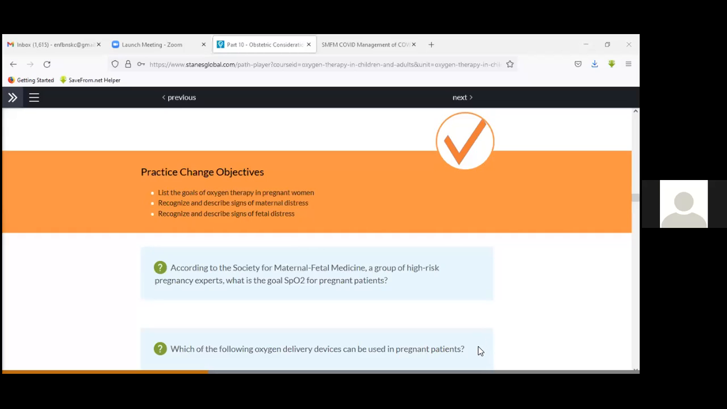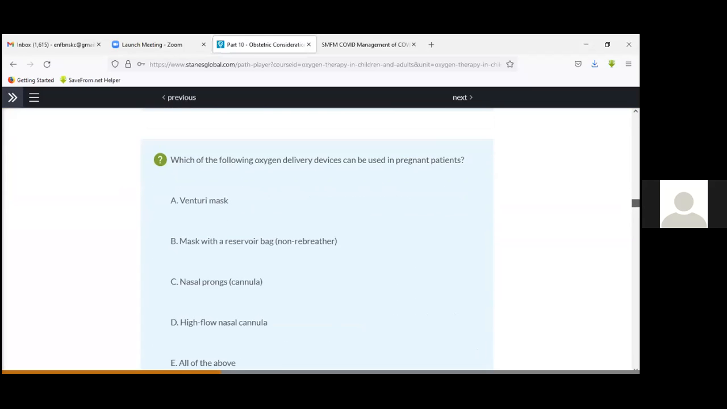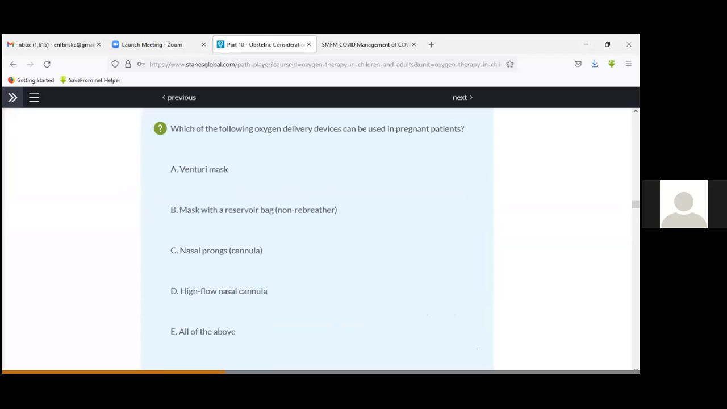So oxygen, like any other drug, there has to be an indication for it. Now we have identified the indication for oxygen, but then we have to prescribe it in terms of the dose, which is the flow rate, and then the route of delivery. So the next thing now is to determine the appropriate means of delivering oxygen to the patient. So there comes another interactive question. Which of the following oxygen delivery devices can be used in pregnant patients?